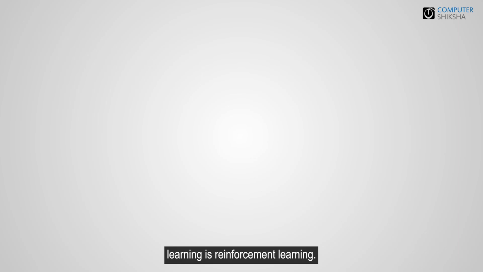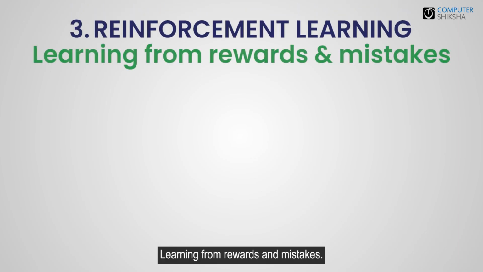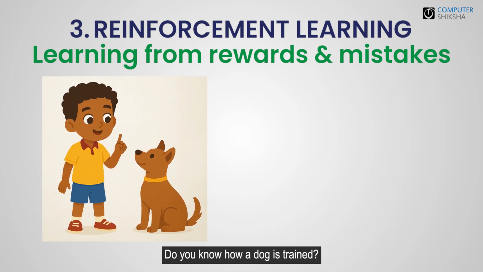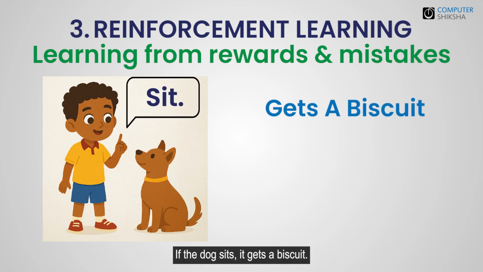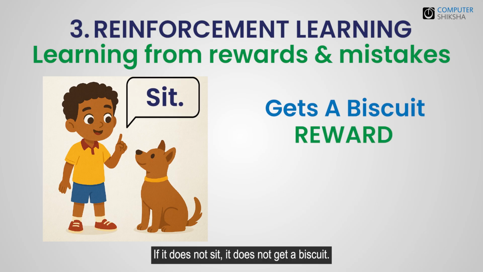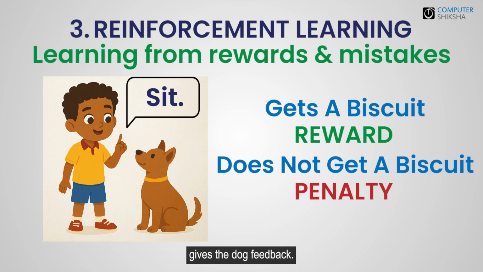Third type of machine learning is reinforcement learning. Learning from rewards and mistakes. Do you know how a dog is trained? You say sit. If the dog sits, it gets a biscuit. That is reward. If it does not sit, it does not get a biscuit. That is penalty. Rewards and penalty give the dog feedback. Slowly, the dog learns to listen to your commands. This is reinforcement learning.